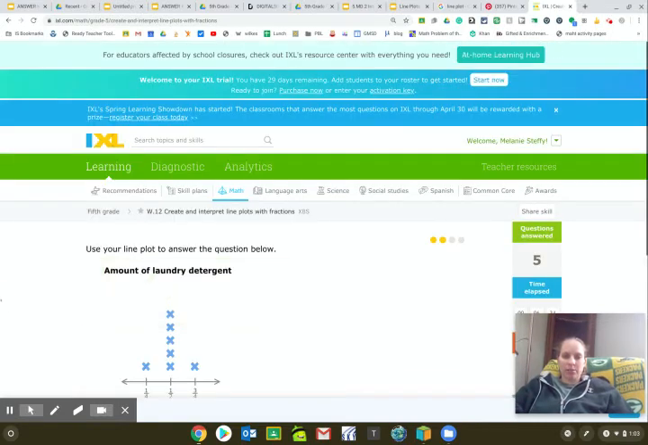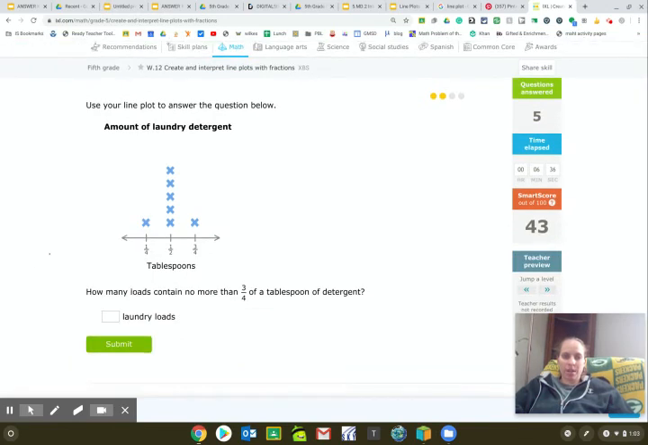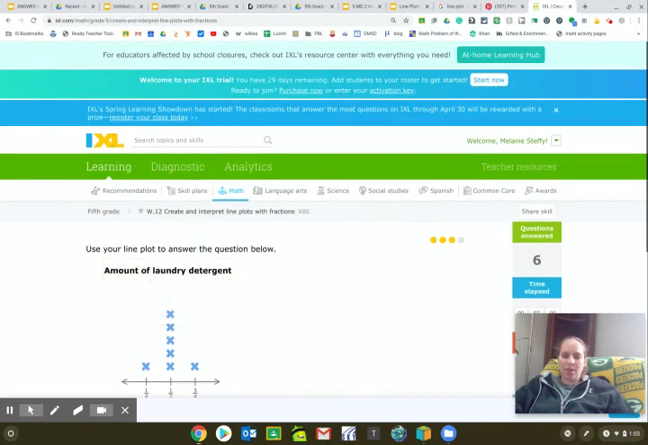So let's go ahead and answer some questions about the laundry detergent. It says, how many loads contain no more than 3/4 of a tablespoon of detergent? No more than means it would also include 3/4. So it should be all the loads, right? This should be 7 loads. We'll see if that's right. Sometimes with the wording, you have to be careful. We were right. Very good.